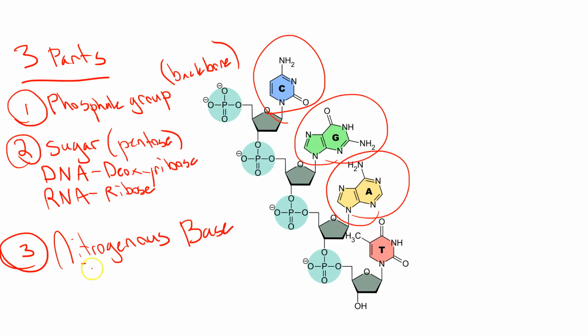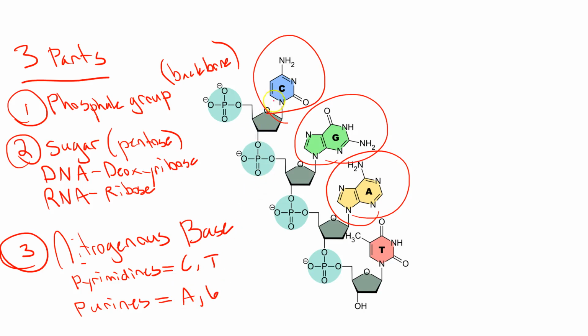And nitrogenous bases can be characterized into 2 categories. There are the pyrimidines, and there are the purines. The pyrimidines are the C's and the T's, and the purines are the, oh, I already made a mistake. The pyrimidines are the C's and the T's. The purines are the A's and the G's.